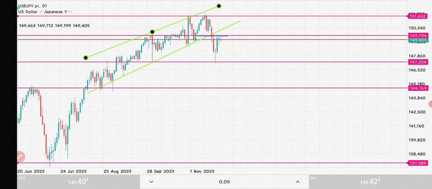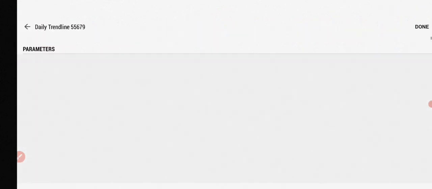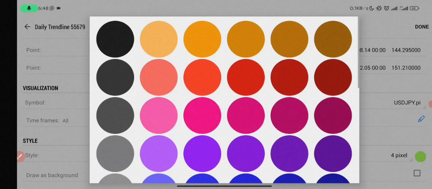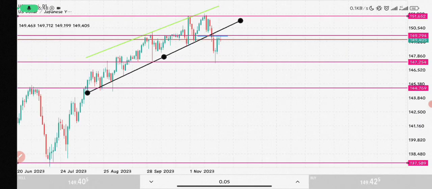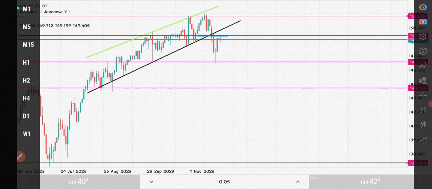Okay, so you see the trend line has been broken. That is the lower trend line. Let me change the color of it. The lower trend line has been broken, and we are now expecting a retest on that trend line.